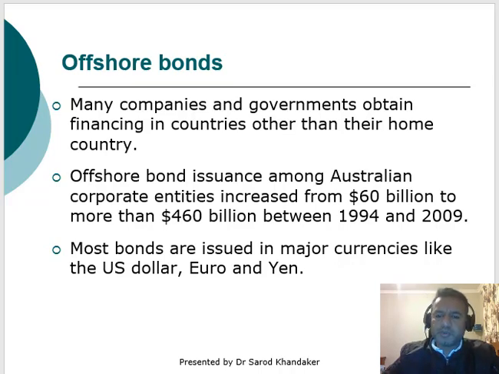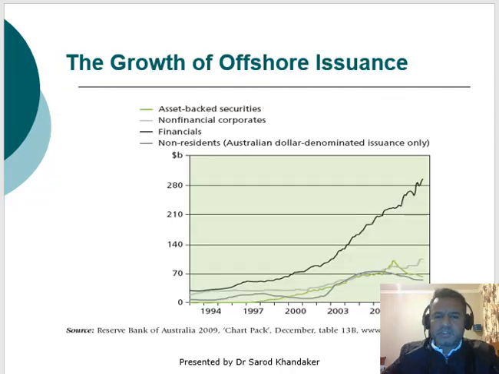Offshore bond issuance among Australian corporation entities increased from $60 billion to more than $460 billion between 1994 to 2009. And most bonds are issued in the major currencies like the US dollar, euro, and yen. This chart shows the growth of offshore bonds issued by Australian companies. If you look at it here in 1994, where the size was quite low, around $60 billion, it increased dramatically.